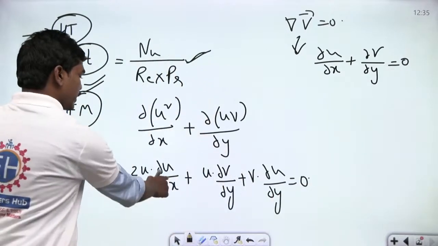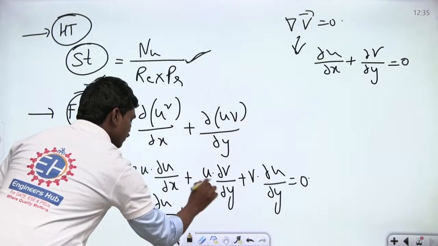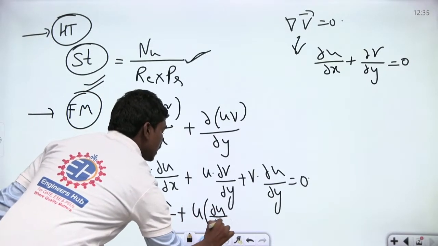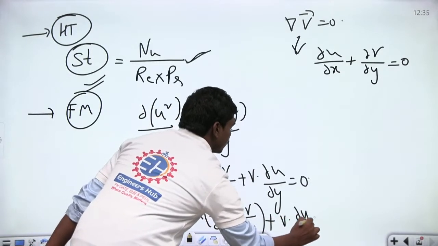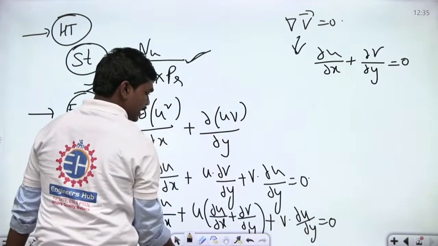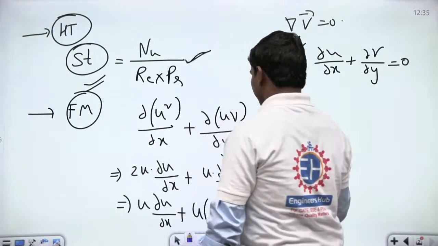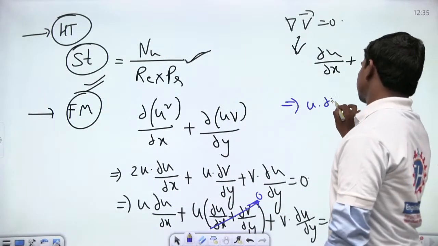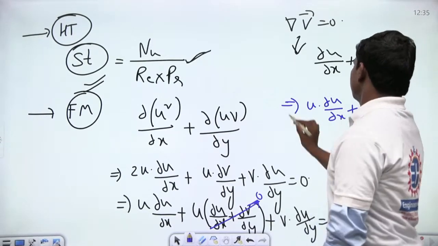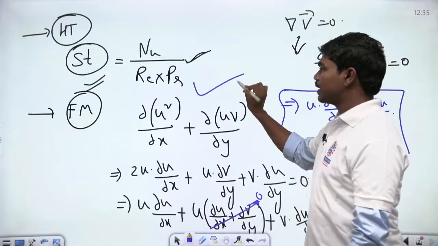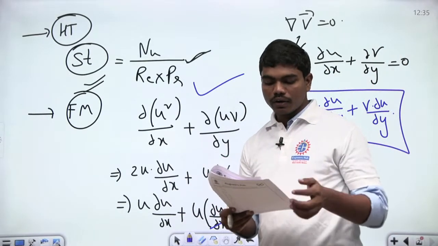From these two expressions, if you take one dou U by dou X here, and then take one U common from these two terms, you get U times of dou U by dou X plus dou V by dou Y plus V times of dou U by dou Y is equal to 0. Since the flow is incompressible, you can clearly sense this is the continuity equation and this has to be 0. So if you simplify, we get the final equation as U times dou U by dou X plus V times dou U by dou Y. This is the expression that is equivalent whenever the flow is incompressible. Clear? U into dou U by dou X plus V into dou U by dou Y. Okay, so this is what we have.